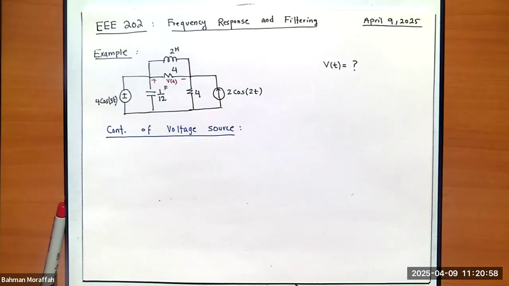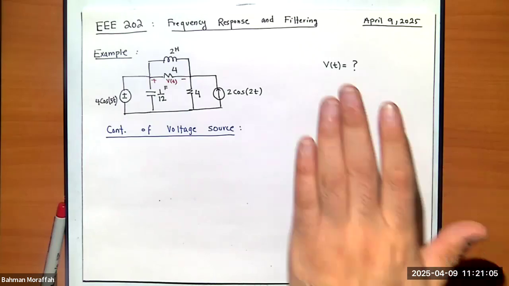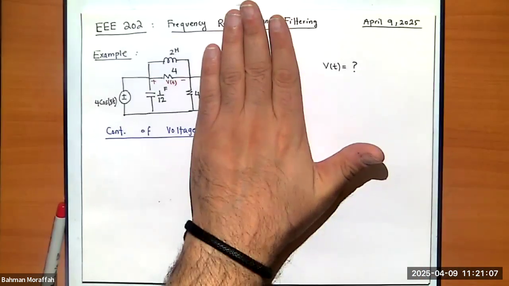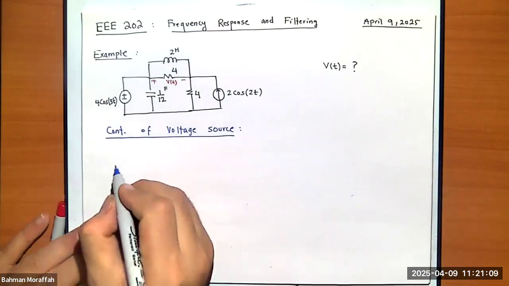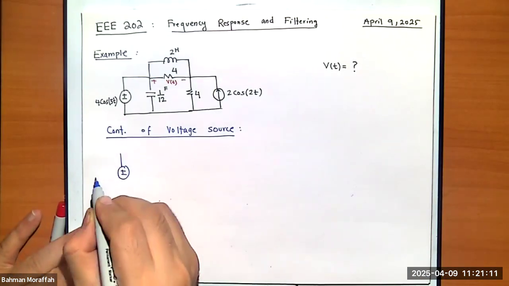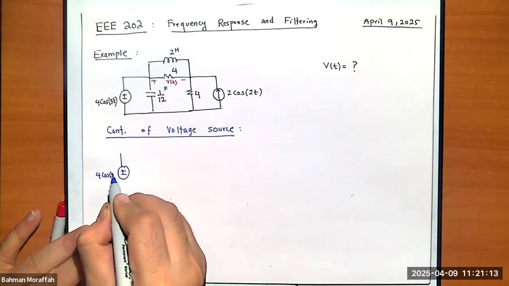What does it mean to zero out the current source here? It means it's an open circuit. If it's an open circuit, this portion of the circuit is gone. So my circuit in the time domain looks like this: 4 times cosine 5t.